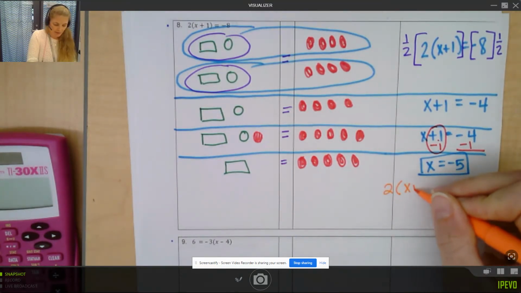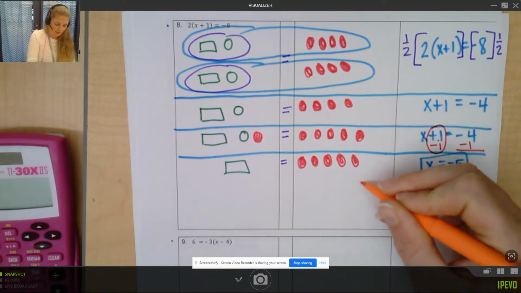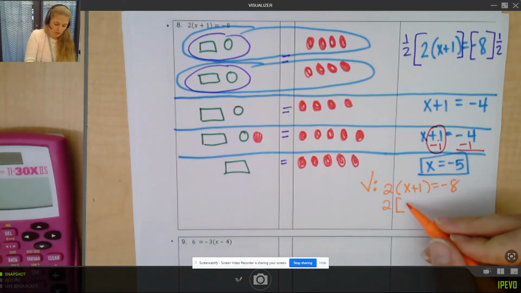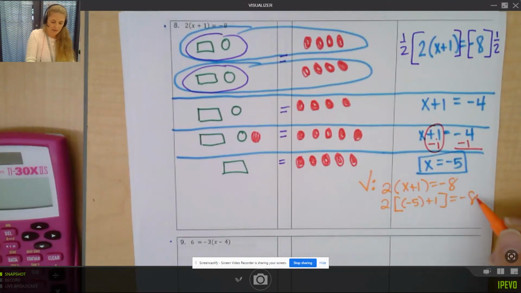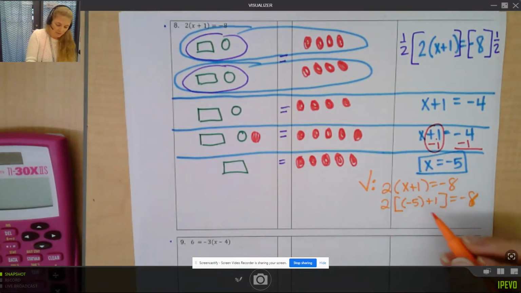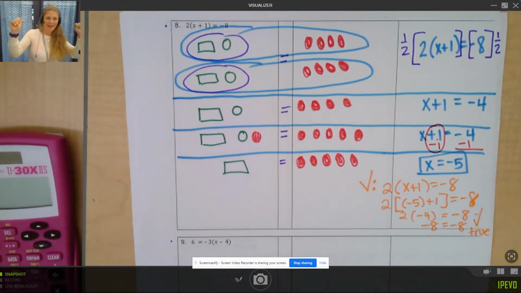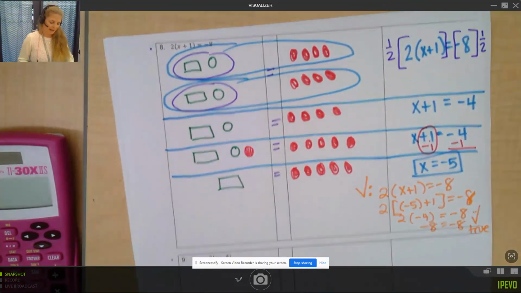So two groups of x plus 1 is equal to negative 8. Oops, got to label it for my verify. Here's my check. Two groups, so I'm going to change those parentheses to brackets. Negative 5 plus 1 equals negative 8, just to clearly communicate. From here, inside here, order of operations, negative 5 plus 1 is negative 4. 2 times negative 4 is negative 8, and negative 8 is negative 8. Yay, true statement. We got it right. Okay, number 9.